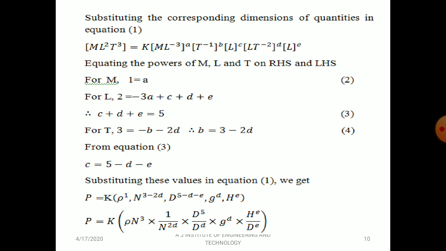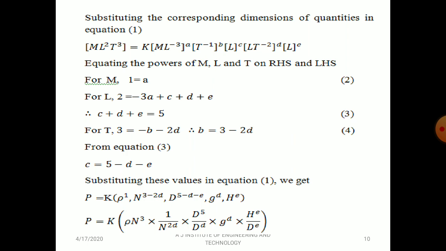So we can see there, on the left hand side m to the power 1, so the power is 1, and on the right hand side it is m to the power a, so only one m to the power a is there, so a equal to 1. So this is from equating the power of m. Next, equating the power of L.